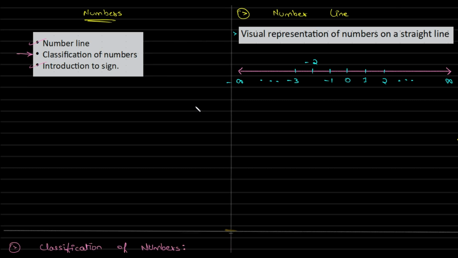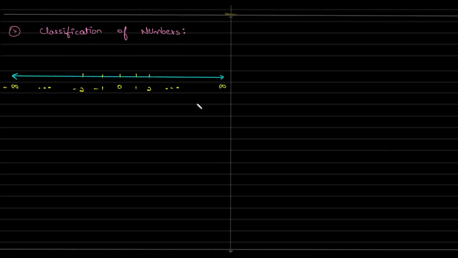So why do we need it? Well, a number line helps in a lot of things. Okay, let's move on to classification of numbers. So we'll start off with the basic one.